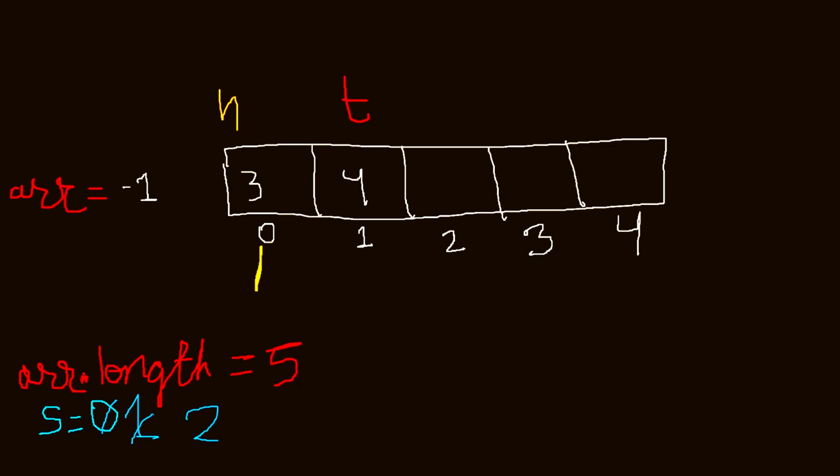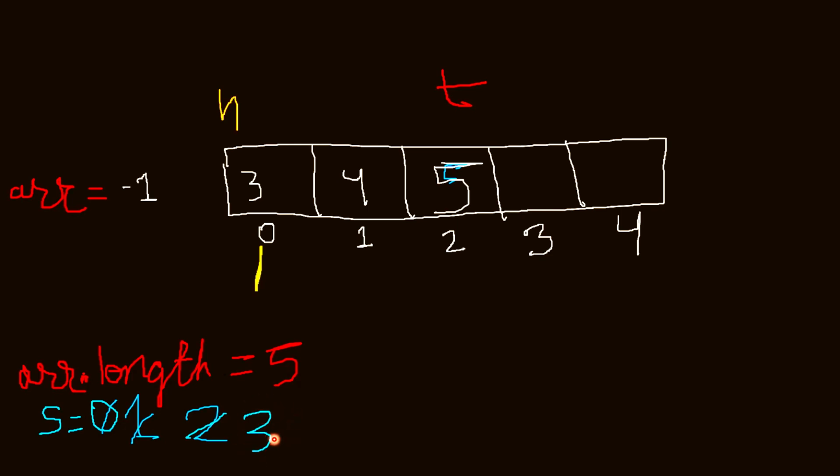Now do one thing. Let's add another element, let's say 5, added at index 2. Now the tail will move from index 1 to index 2, right? And the size of the array will update to 3. It will increase by 1, because there are total 1, 2, 3 elements, and the total size is 3, right?